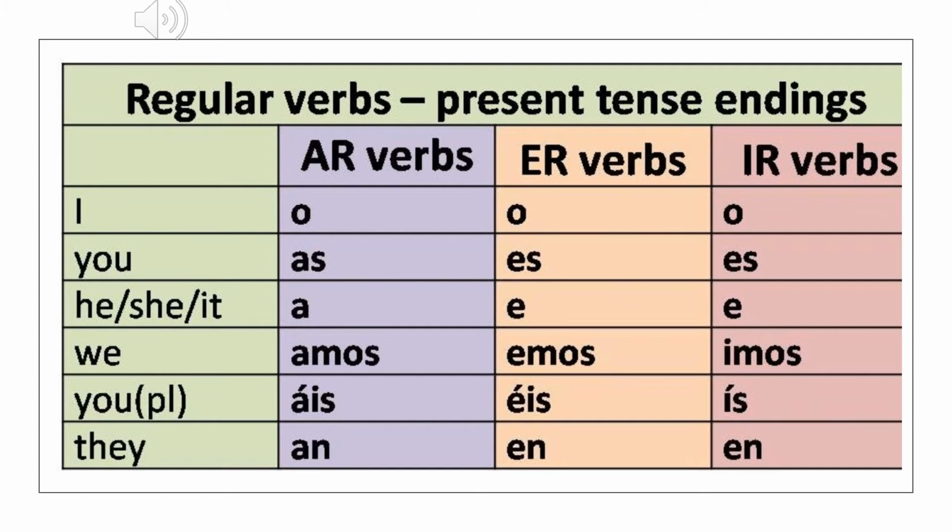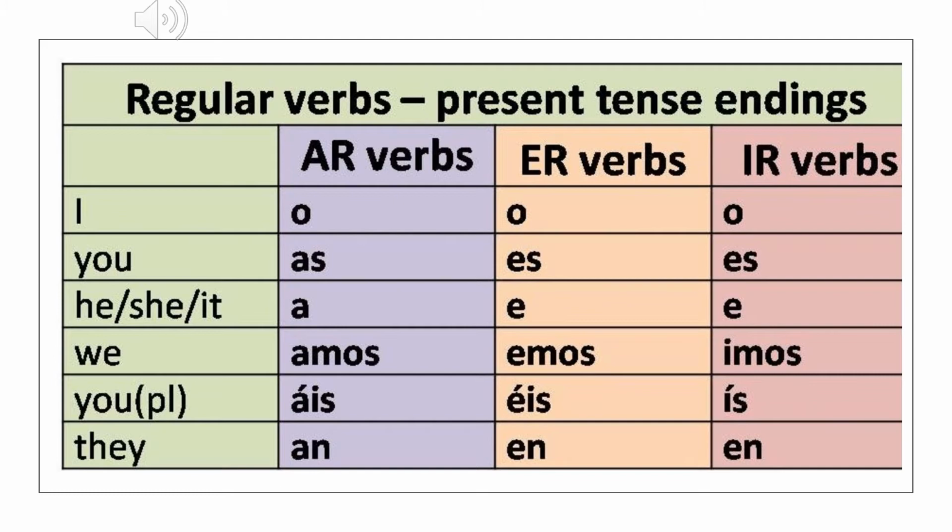So when conjugating in the present tense, we can look at AR verbs first. So if it's an AR verb, and I'm talking about myself, the ending is O. But simply, just to go across the board, AR verbs in the present tense in Spanish end in O, as, a, amos, áis, an. So as you can see in the purple, O, as, a, amos, áis, an.